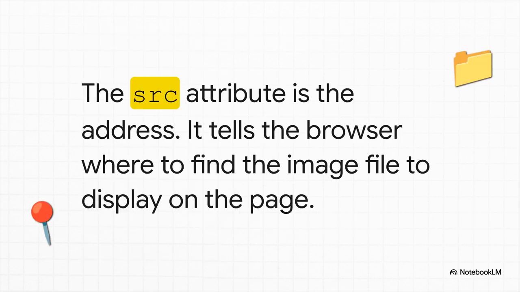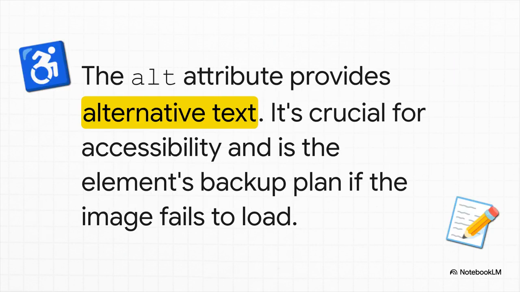First up, we've got src. This is just short for source, and it's probably the most important attribute for any image. Its value, in this case image.jpg, is basically the address. It's telling the browser, hey, go find this exact file and stick it right here on the page. Next, you see alt. This stands for alternative text. And this one is so important for accessibility because it gives a description for screen readers. It's also what you'll see if the image, for whatever reason, doesn't load. It's like the element's backup plan.